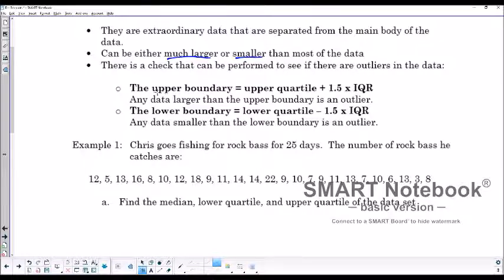So we look for the upper boundary, and in order to calculate the upper boundary, we take the upper quartile, and then we add 1.5 multiplied by the interquartile range. So remember, the interquartile range is 50% of the data in the middle. Okay, so it's the big cluster of data that's right in the middle. And so what we're doing is we're taking 1.5 of that.